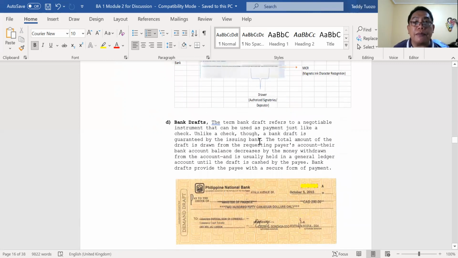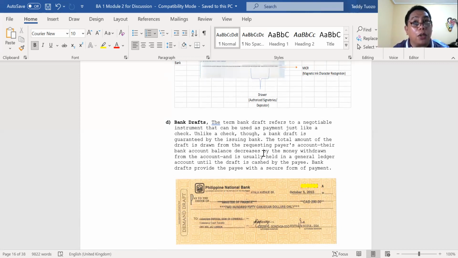And we also have drafts, bank drafts. The term bank draft refers to a negotiable instrument that can be used as payment, just like a check. Unlike a check, a bank draft is guaranteed by the issuing bank. For a check, the guarantee depends on the funds of the depositor who issued the check, or the drawer. The depositor of a check is the drawer. You have to take note of that. When you are a holder of a bank draft, the one that guarantees the payment is the bank issuing the draft, no?